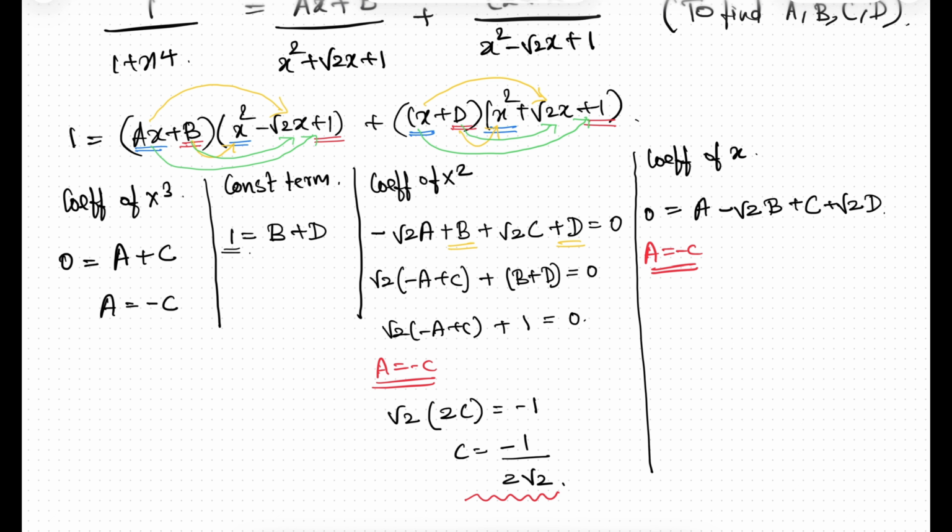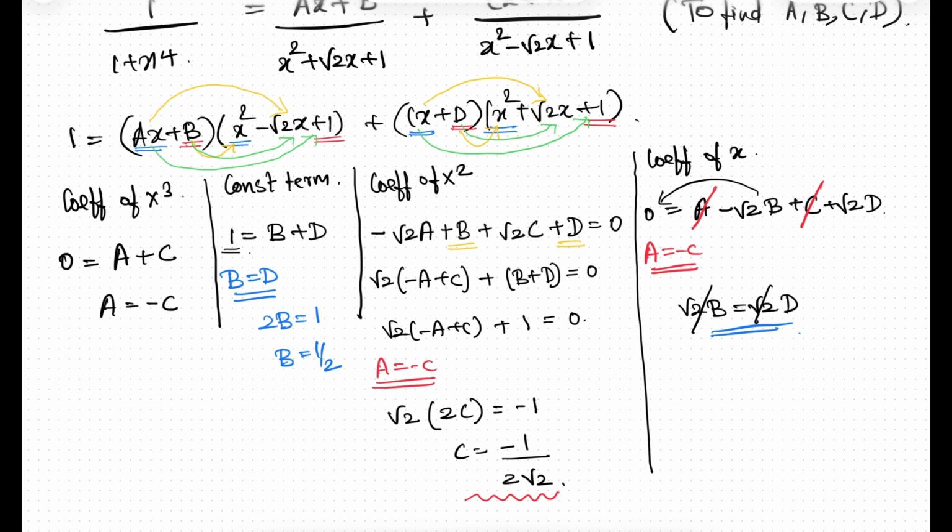Since a is equal to minus c, I can cancel a and c together. So now, when I take my negative root 2 b to the other side, I'll be having root 2 b is equal to root 2 d. So b is equal to d. Now with b equal to d, I can use it over here. So b is equal to d, meaning 2b is equal to 1 and b is equal to 1 by 2.